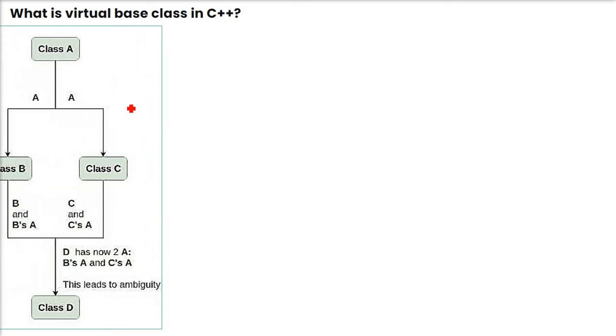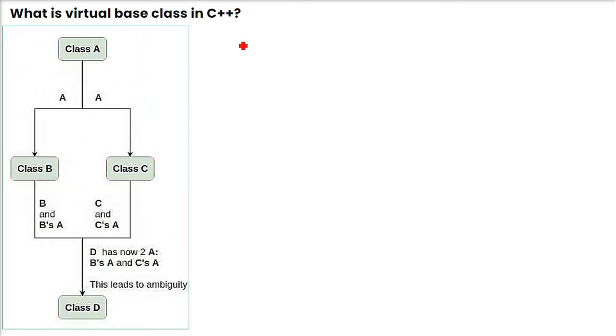What is a virtual base class in C++? Let us understand a scenario. You have a class A. This is your base class. Now you have class B and class C. These are derived, because class B is inherited from A, and class C is also inherited from A. So class B has A, and class C has A.